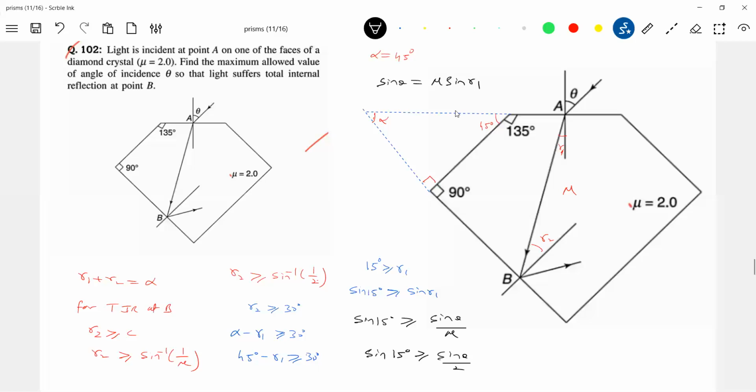Mu is 2, that is given. So therefore theta will be less than or equal to sine inverse of, so minimum, you can write it like that. Okay, not 15 degrees. So this should be our answer like this.